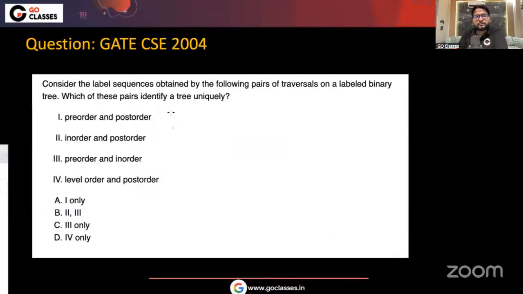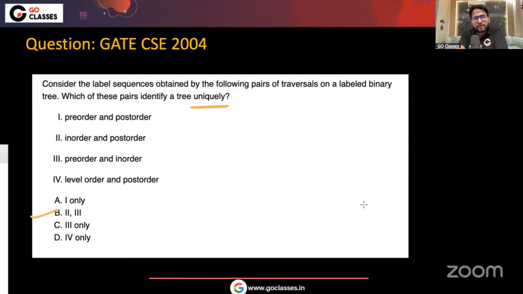Now let's see this. Consider the label sequence obtained by the following pairs of traversals of a labeled binary tree. Which of these pairs identify the tree uniquely? Pre, post, in order; post, pre-order, in order. Actually, level order and also post order, I think this will also work or not? No, actually, in order is needed. So, sorry, pre and post won't work. So B is the answer, right? 2 and 3. So you can say B is the answer.